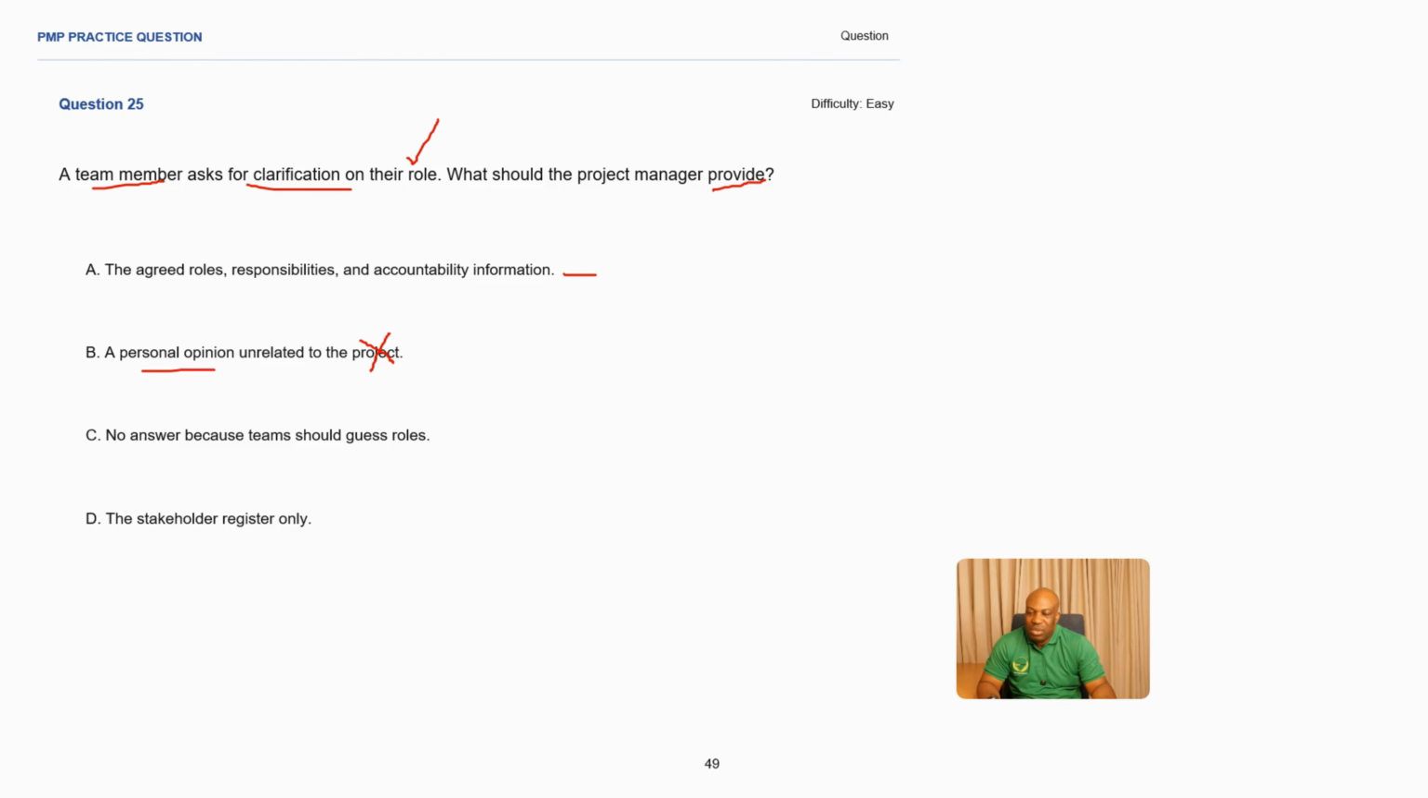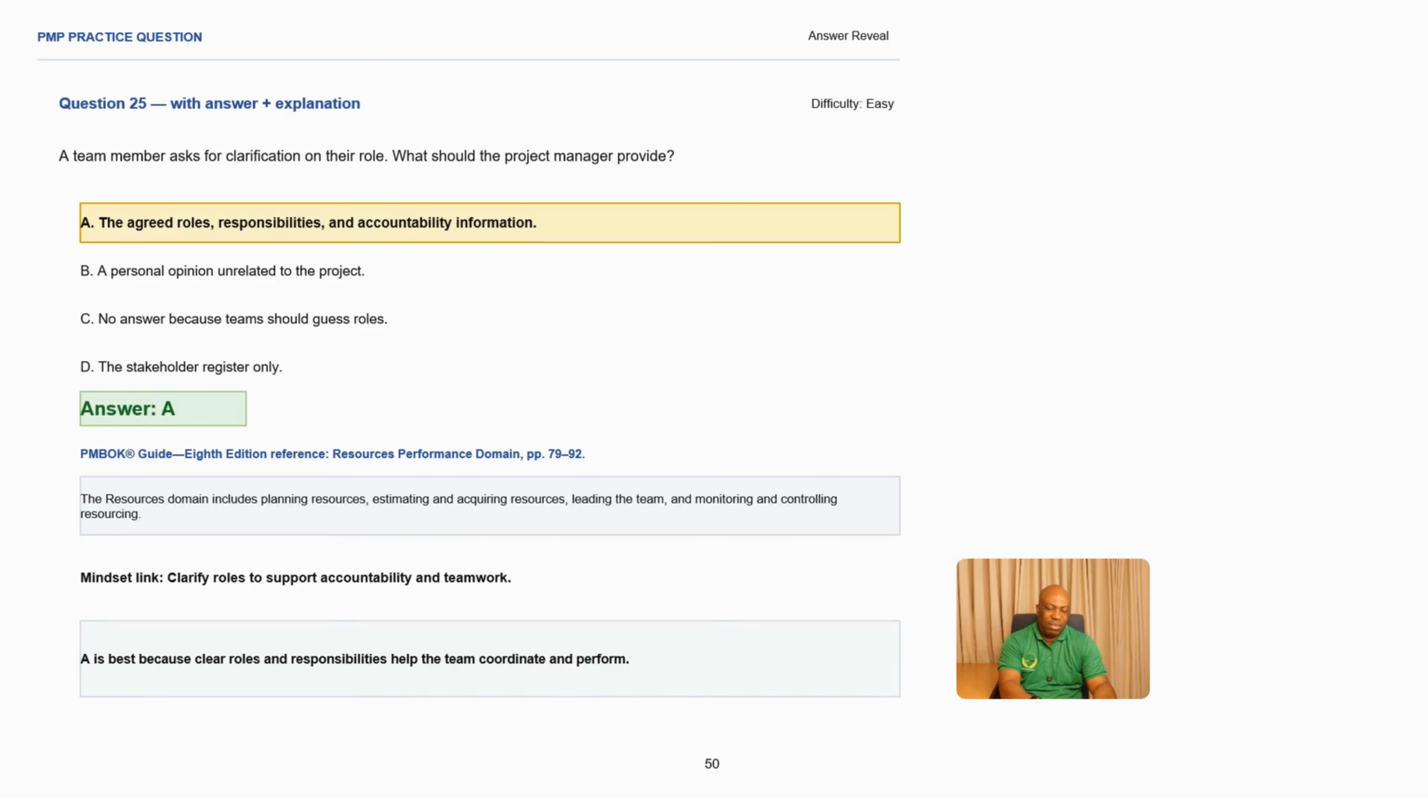No answer because teams should guess roles. In a project, you must clarify the roles to the team. They should not guess in any way, thereby eliminating this answer. The stakeholder register only. Giving the team member stakeholder register does not help in clarifying their roles. So this one does not answer the question, making A the best answer in this scenario. So you should provide agreed roles, responsibilities, and also accountability information for the team member to have some clarification on their roles. So this is the best answer.